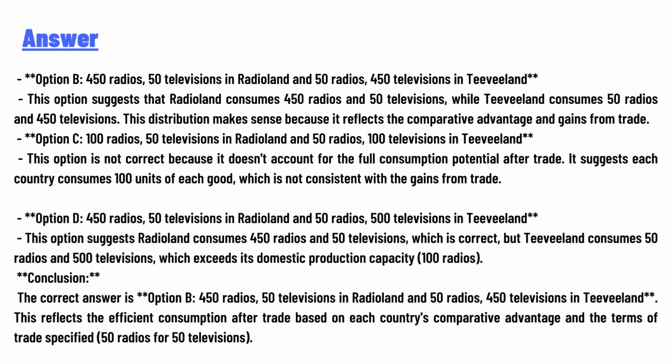Conclusion: the correct answer is option B: 450 radios and 50 televisions in Radioland and 50 radios and 450 televisions in Teeveeland. This reflects an efficient consumption after trade based on each country's comparative advantage and the terms of trade specified.